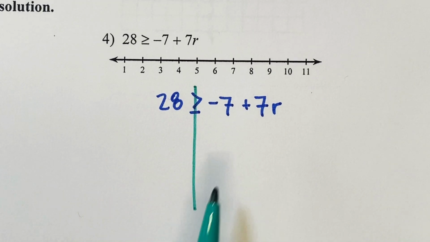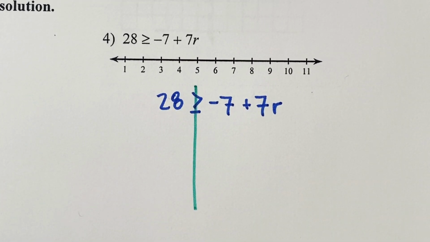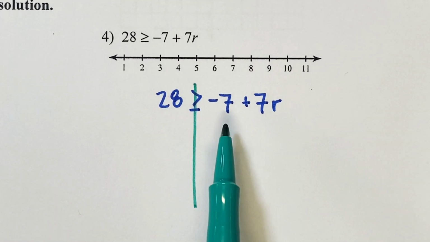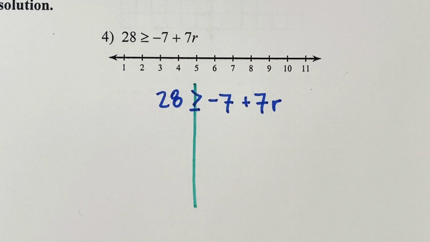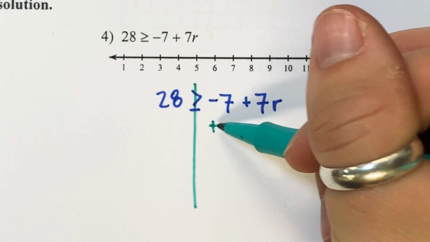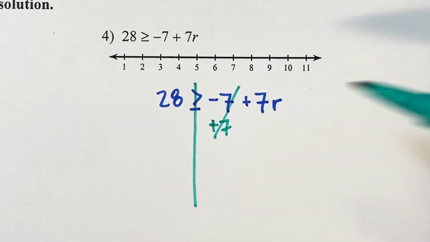And let's look at our side with our variable. So I see a couple 7s that are attached. Which 7 do I need to get rid of first? Do I need to get rid of this subtract 7 or the times by 7? I need to get rid of this subtract 7 first. So what is the opposite of -7 or subtract 7? It's going to be to add 7.